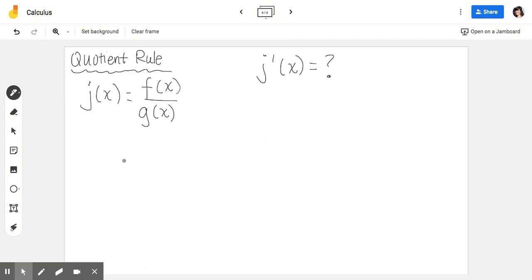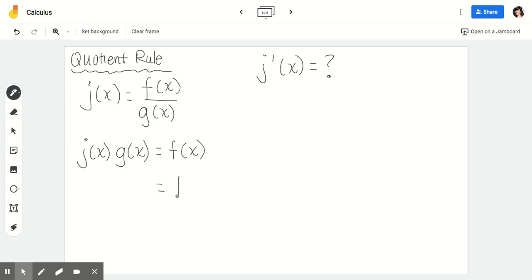So what I want to do is, I don't know how to work with a quotient, so I am going to multiply both sides by g of x so that I am now working with a product, because I do know how to work with a product. So now I have f of x equals j of x times g of x. All I did was multiply both sides by g of x. Now I can use the product rule to find the derivative here.